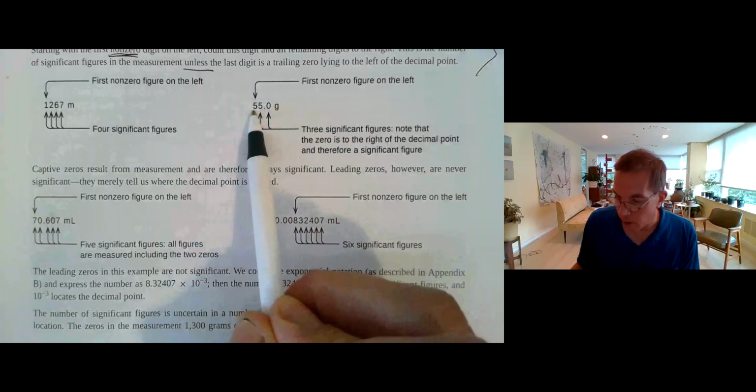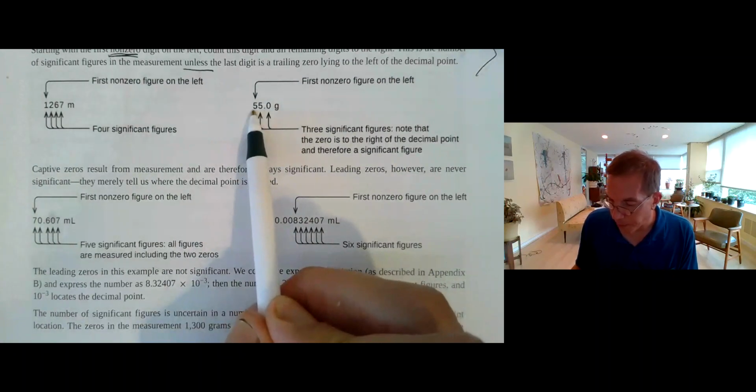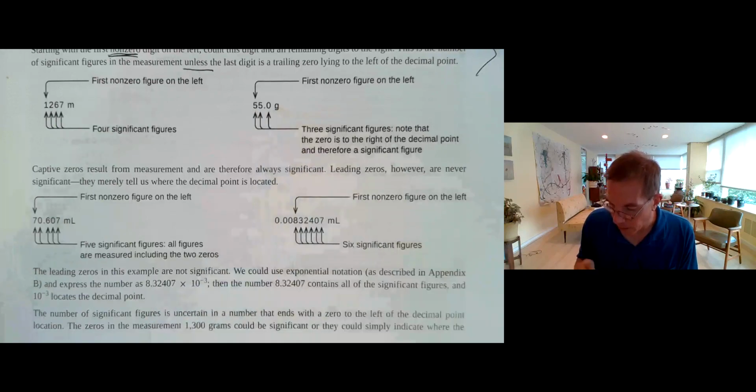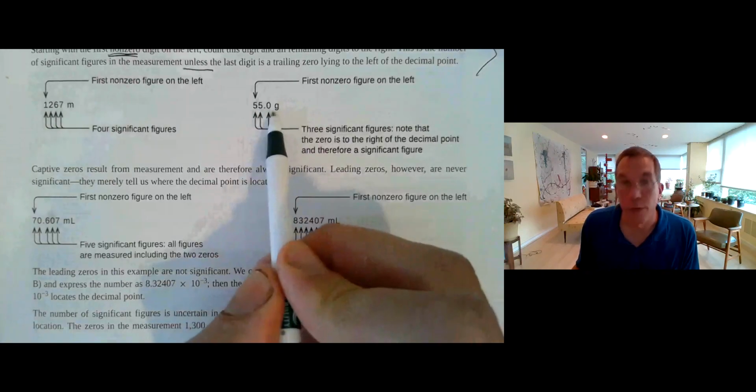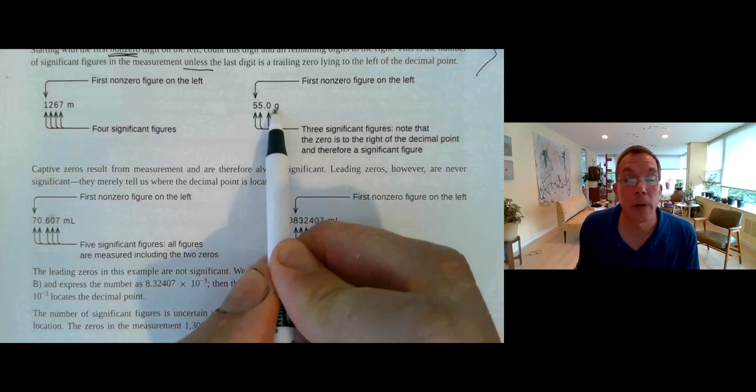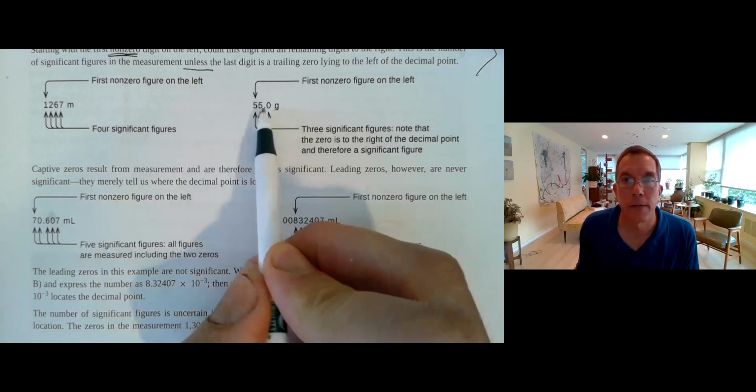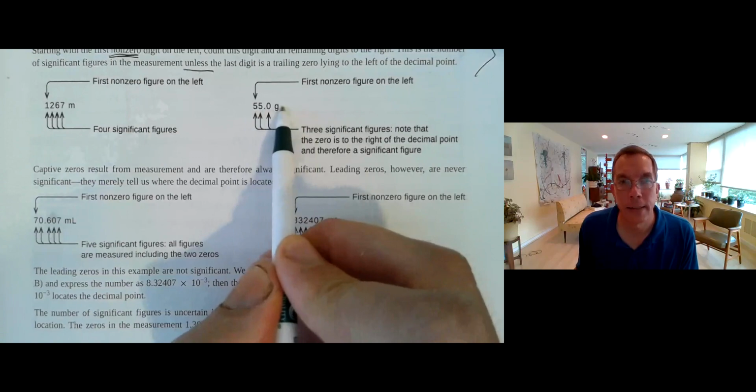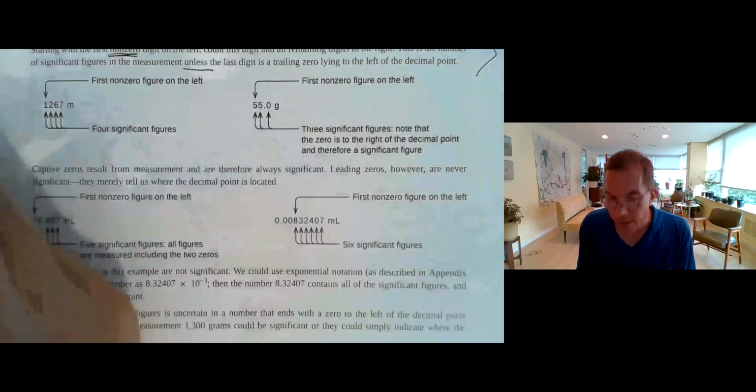55.0, first non-zero figure on the left. And then we count over and we get 3. But notice, are we going to count this 0 or not? And if so, why or why not? Where is it relative to the decimal place? It's here.